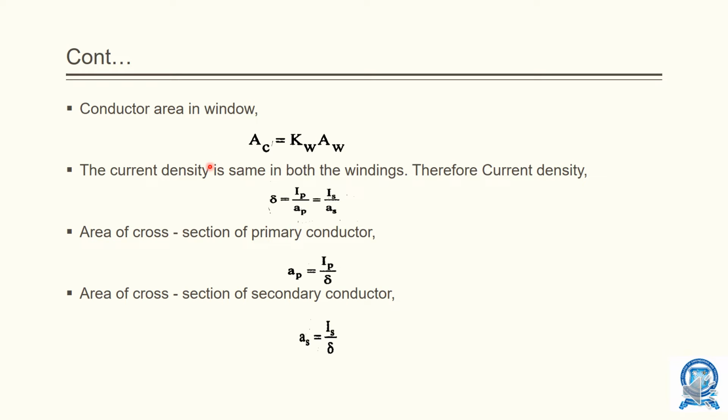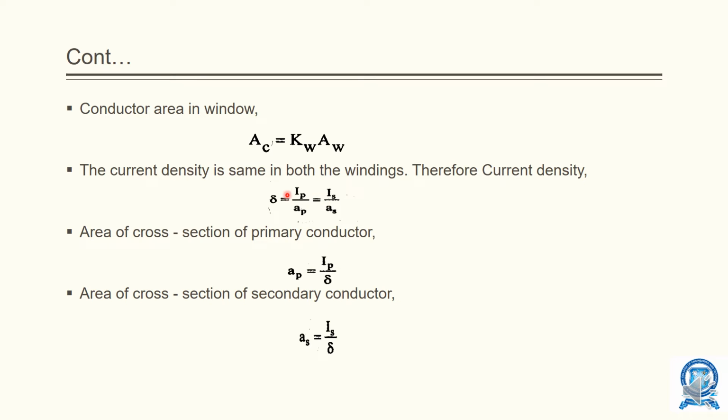The next step, the current density. Current density is the same in both the windings, so it is represented by delta, which is equal to Ip by Ap. So current density means current by area. If I am calculating it for primary, then it is the current through the primary winding divided by the cross-sectional area of the primary winding. If I am calculating it for secondary, I need to consider the secondary current as well as the cross-sectional area of the secondary winding. So that delta, as I told already, the current density is the same in both the windings.